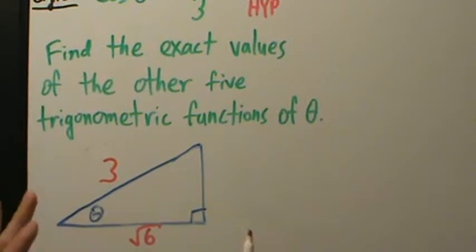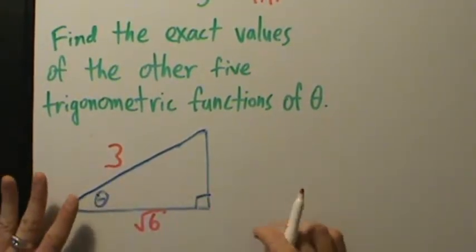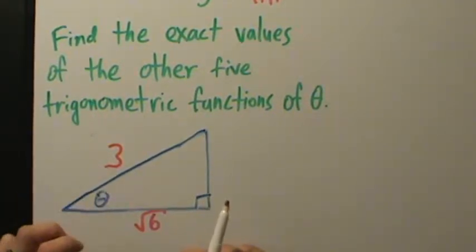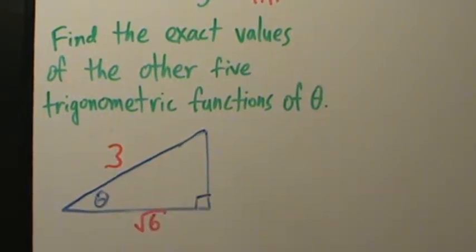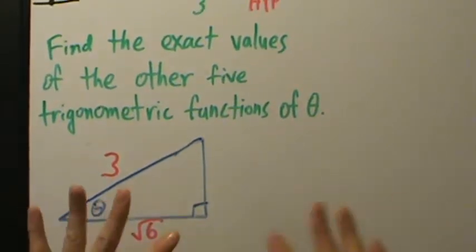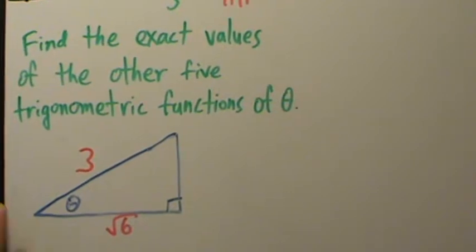Now we're pretty much where we were when we had examples 1 and 2, right? Where we were given a picture, and we were given the angle, and we were given 2 sides of the triangle. Then we had to figure out the other side, and then use that to get the trig functions. So let's go ahead and continue like we did there. So first we have to find this missing side. So let's call it x.